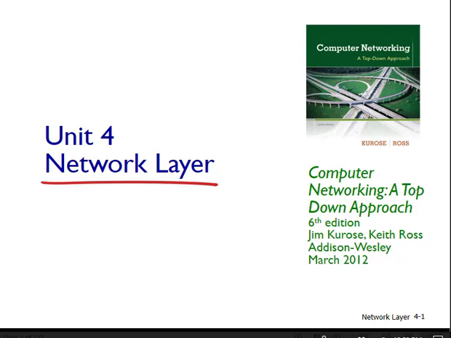Welcome back to our course, Networks and Distributed Systems, based on the textbook by Jim Kurose and Keith Ross, Computer Networking, a Top-Down Approach. We've been talking about the network layer, and most recently we have studied BGP 4, Border Gateway Protocol 4. We will conclude our discussion of Border Gateway Protocol starting now.